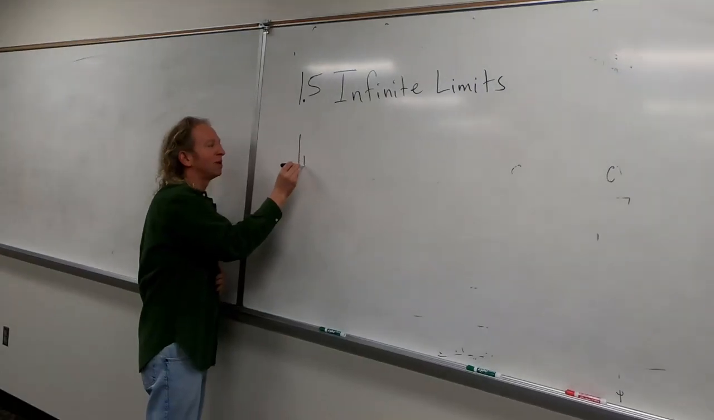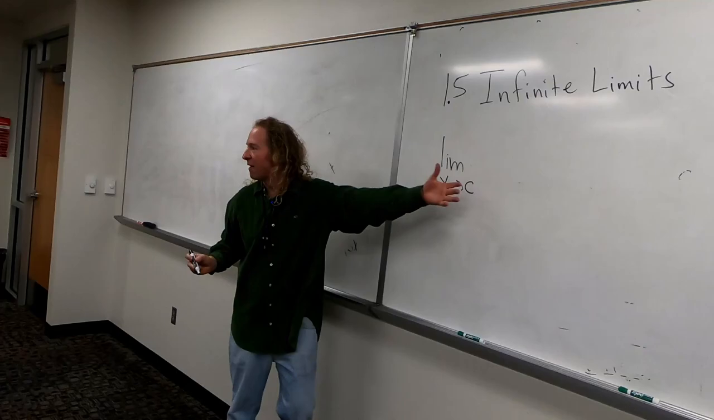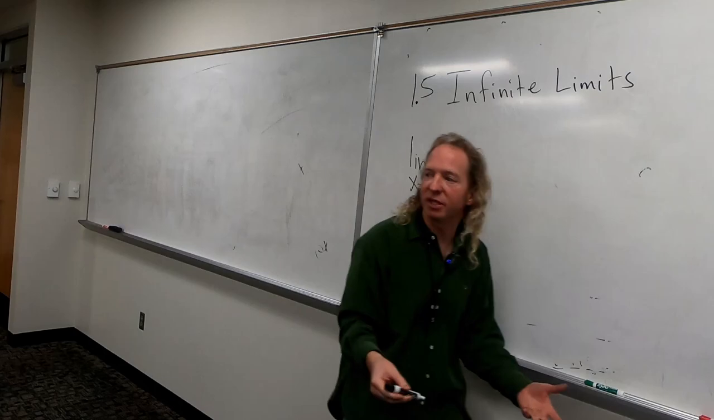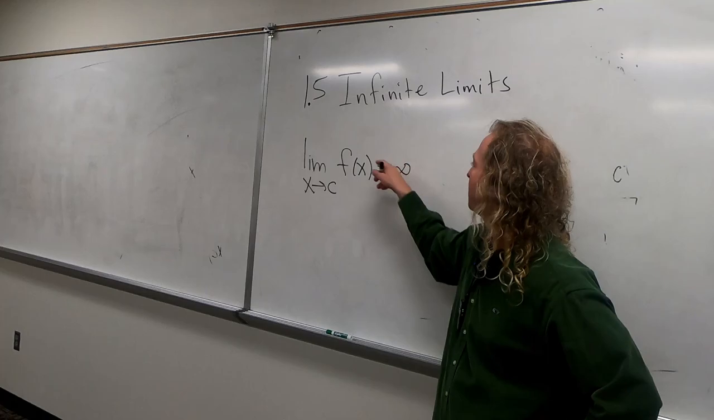When we take the limit as x approaches c of f of x, if we get a number, we say the limit exists, right? But sometimes we write infinity. We put infinity here. So this means the limit does not exist. But what does it mean even more?